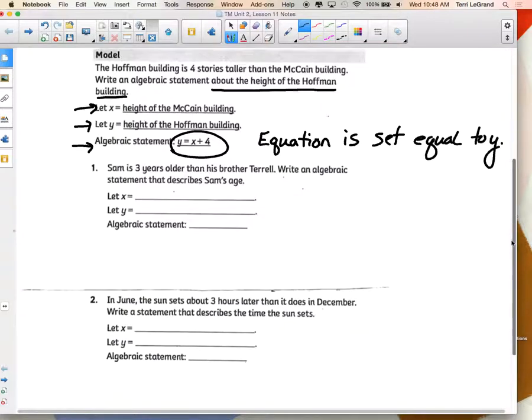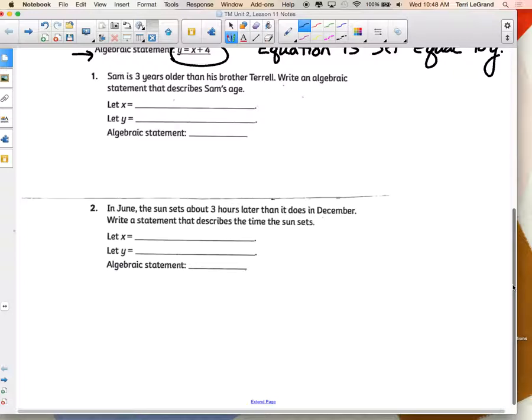Okay, so let's go now, let's try to see if we can do it. Sam is 3 years older than his brother Terrell. Write an algebraic statement that describes Sam's age. Did they tell us how old Sam is? No. Did they tell us how old Terrell is? No. What did they tell us? Sam is the older one, and he's 3 years older than his brother, right?